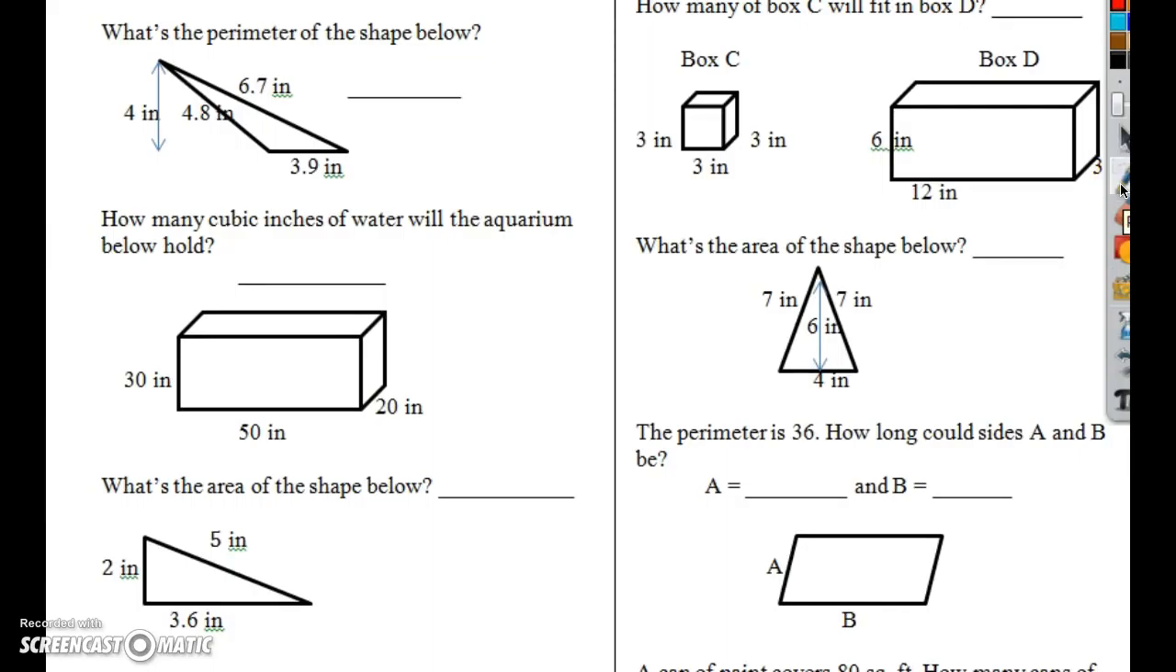Okay, we are looking for the perimeter, so I don't care about the area formula. I just need the 3 real sides, which would be 6.7, 3.9, and 4.8. When I add them, 16, 24, carry my 2, 8, 11, 15. Get my decimal in there, 15.4 inches.